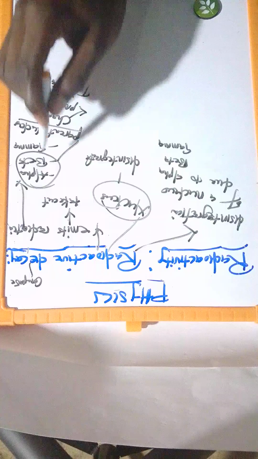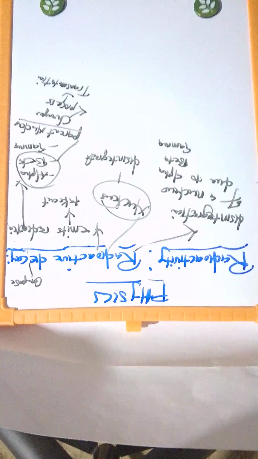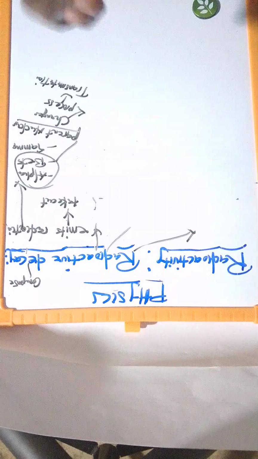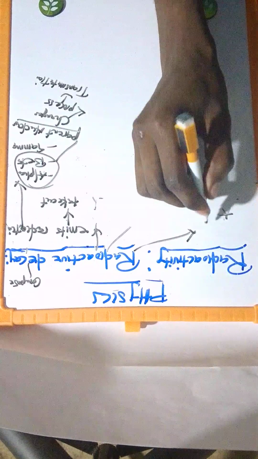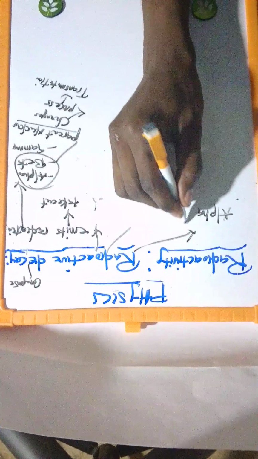Now, we have talked about three types of radiation. Let's start looking at each type of radiation, starting with alpha. Let me create a space here. All right, so let's talk about alpha decay.